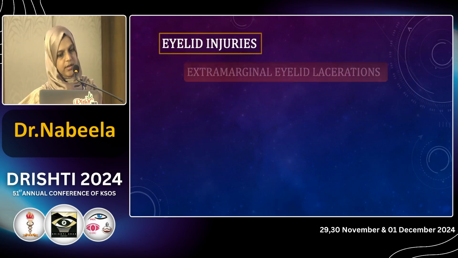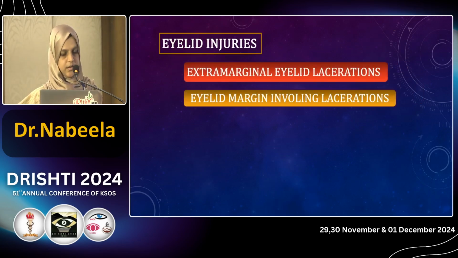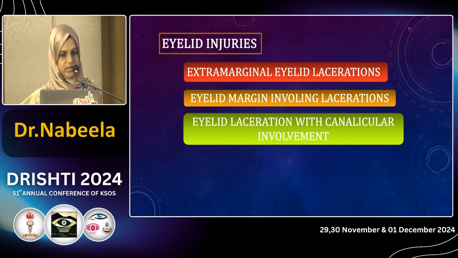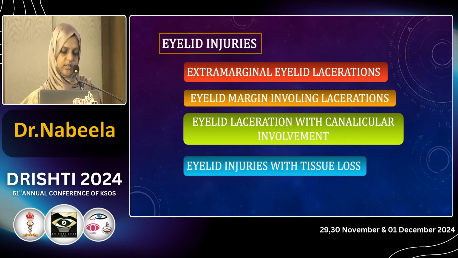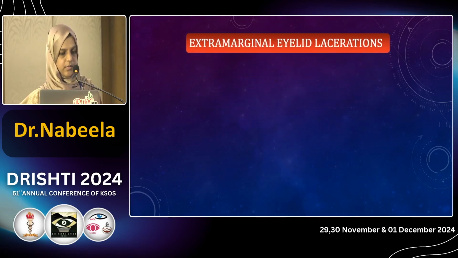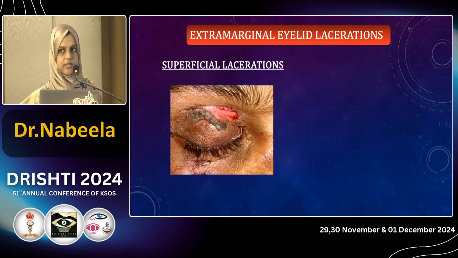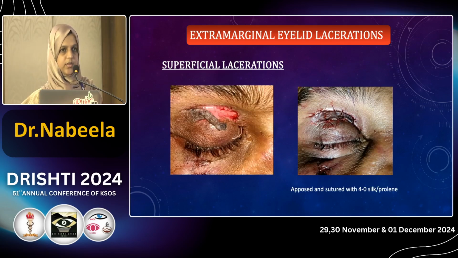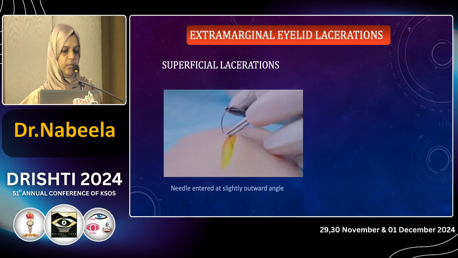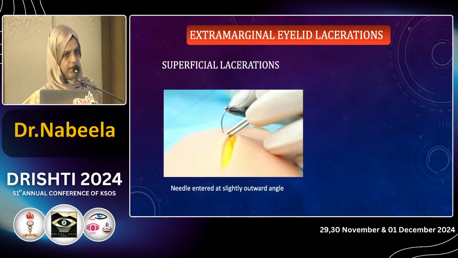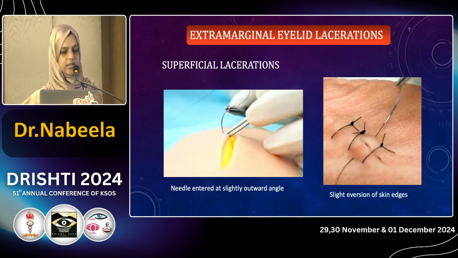Eyelid injuries can be either extramarginal, eyelid margin involving, eyelid laceration with canalicular involvement, or eyelid injuries with tissue loss. Coming to extramarginal, it can be either superficial or deep. Superficial lacerations like this, you just have to oppose with a non-absorbable suture, a 4-0 silk or Prolene. Just remember that when suturing the skin, the needle should be entered at a slightly outward angle so that it will result in a slight eversion of the skin edges, so that when the wound heals, it will prevent inversion.